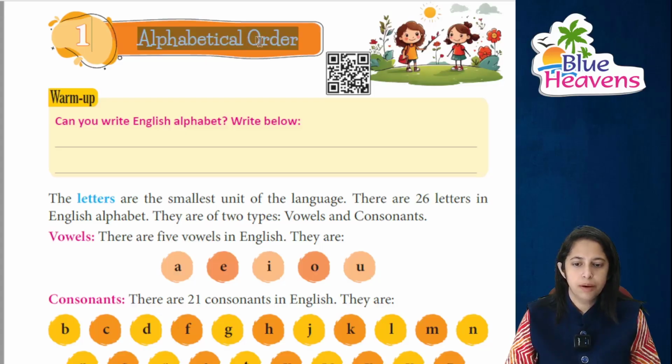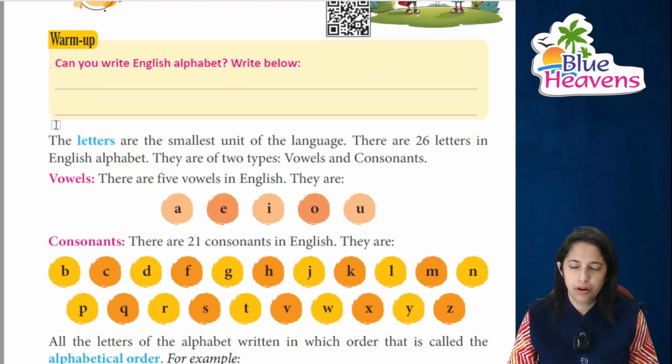So the title of our chapter is alphabetical order, right? There is a warm-up exercise over here: can you write the English alphabets? You have to write down below, from A to Z, all of these, and you can write on your own.